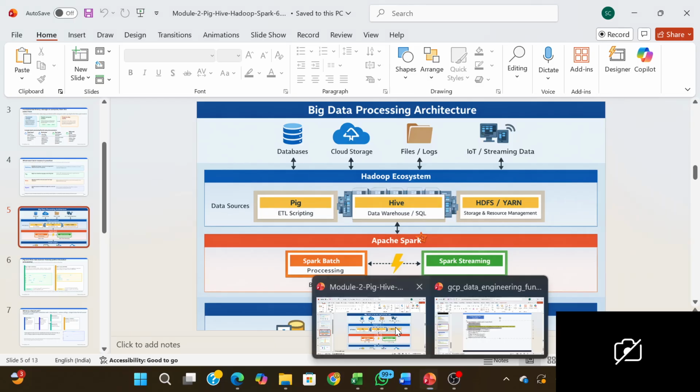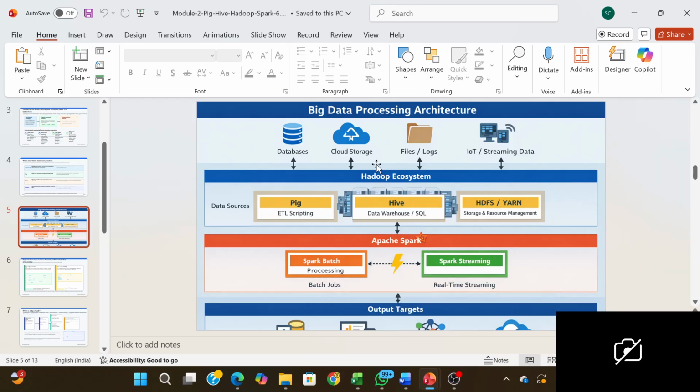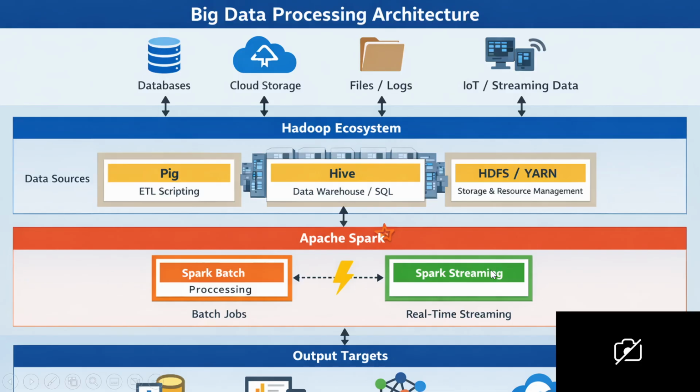Okay, so this is the architecture of the entire big data processing architecture. This is the cloud storage, and this is the Hadoop system, where files and blocks are there. The databases and IoT streaming we have not seen. We are just seeing these two.